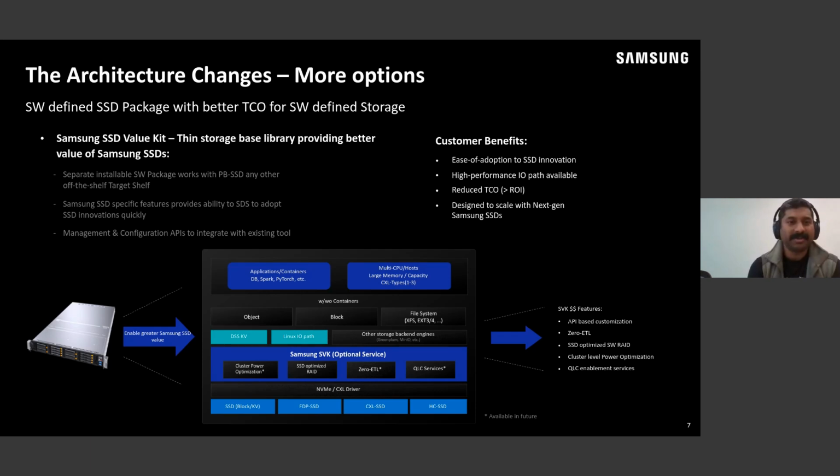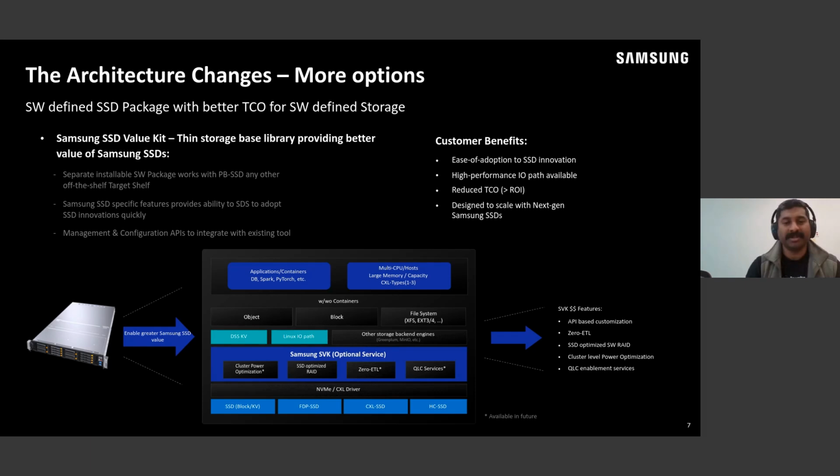So here you can see what we call the Samsung SSD value kit. You have hardware, and part of the effort we put in is making sure that whatever hardware we put at the system level, you can add more value to it. It can be in the form of, say, RAID. Whatever RAID services you have, you want to make sure that it is tuned in a way which is more compliant to your application workload.